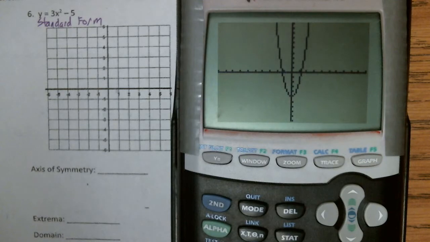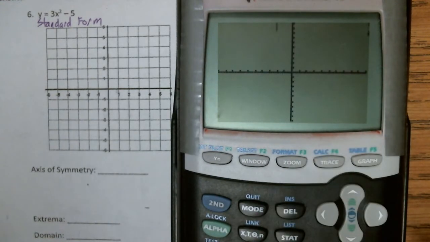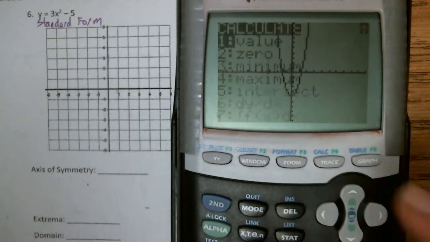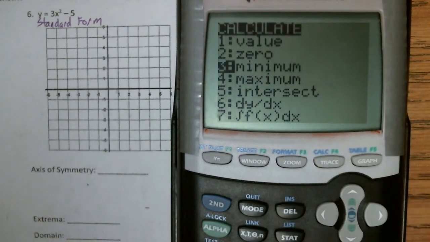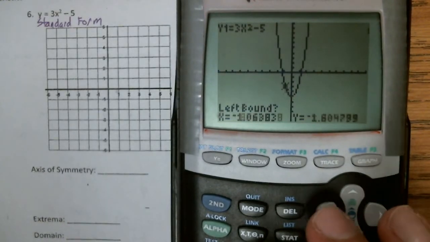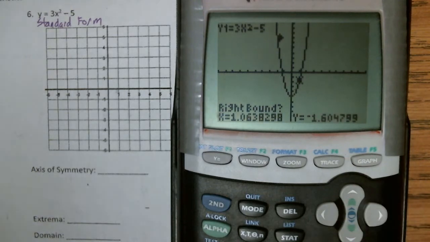Okay, good. I can see everything on the graph. Press zoom standard if your graph doesn't look like that. All right, so that's a minimum. So now I go second calc. I want Mr. Spidey, so I'm going to select the minimum. There's Mr. Spidey. I just need to move him anywhere to the left. That's good. Press enter. Move him anywhere to the right. That's good. Press enter. Press enter a third time. And there is my vertex.